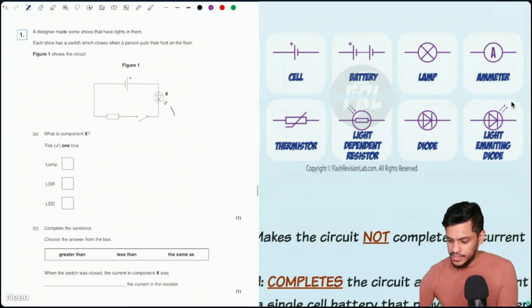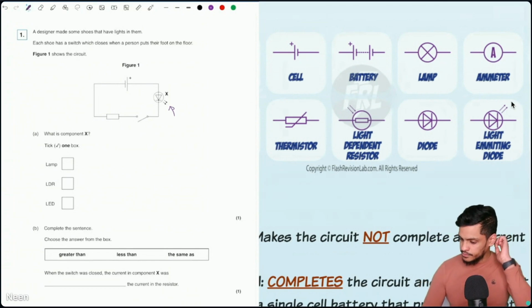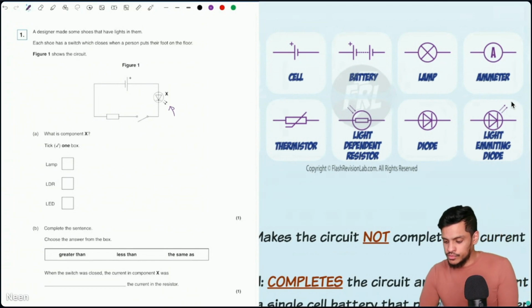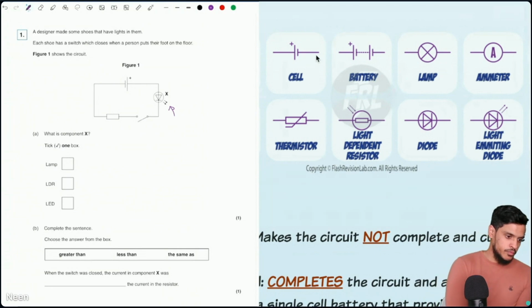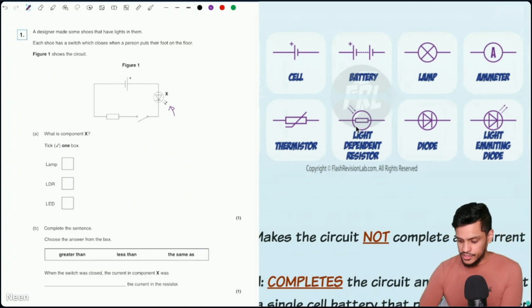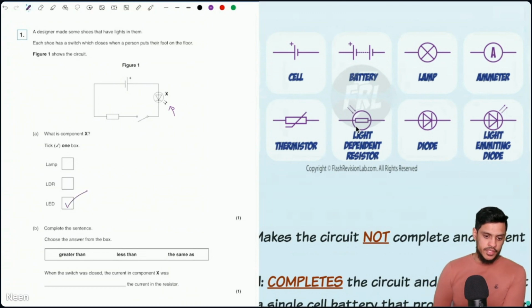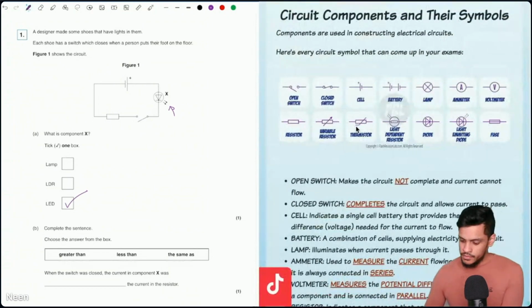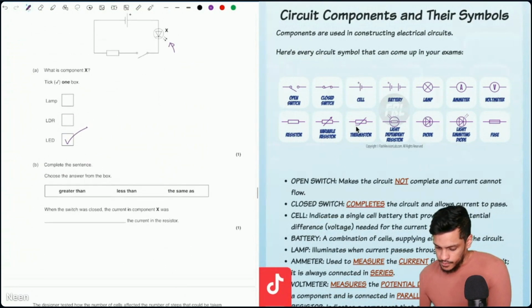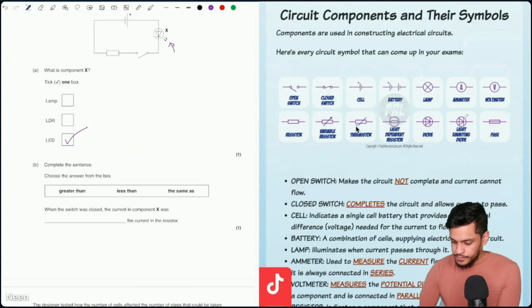This one has arrows going outwards. It's a diode because it's got that little triangle inside, whereas an LDR has a rectangle inside. So the answer is actually LED, not LDR. So this here is an LDR, rectangle in the middle. LED is the one with the triangle in the middle.